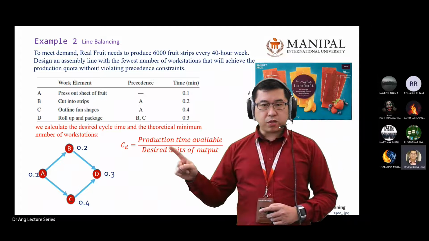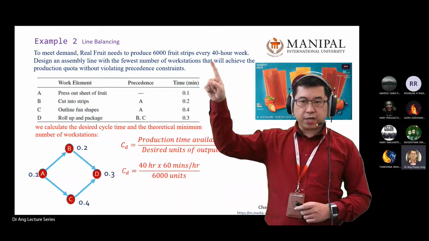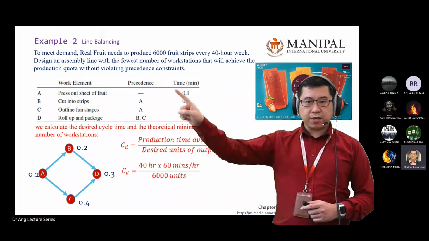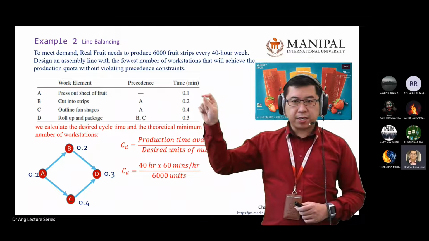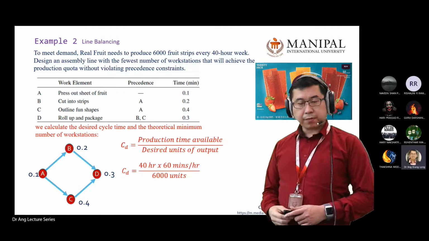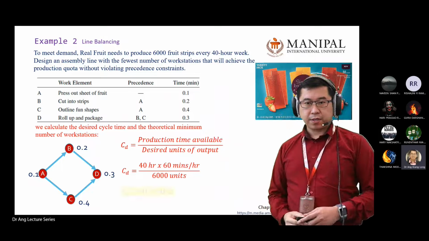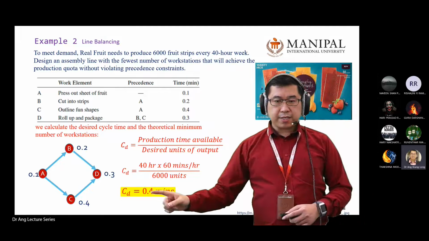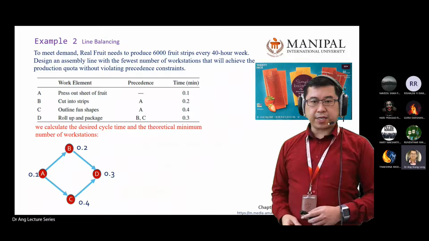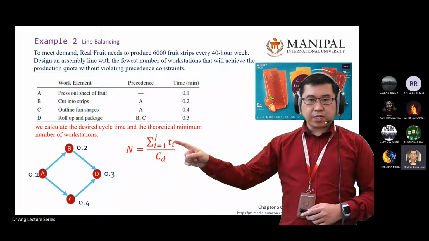So CD equals time divided by output. So remember, always change the hours into minutes. Why change to minutes? Because the smallest unit of your process in the table is in minutes. So you change your target hours into minutes. Then the desired cycle time is 4.4 minutes. After you get the CD, you calculate the number of workstations: N equals T divided by your CD.